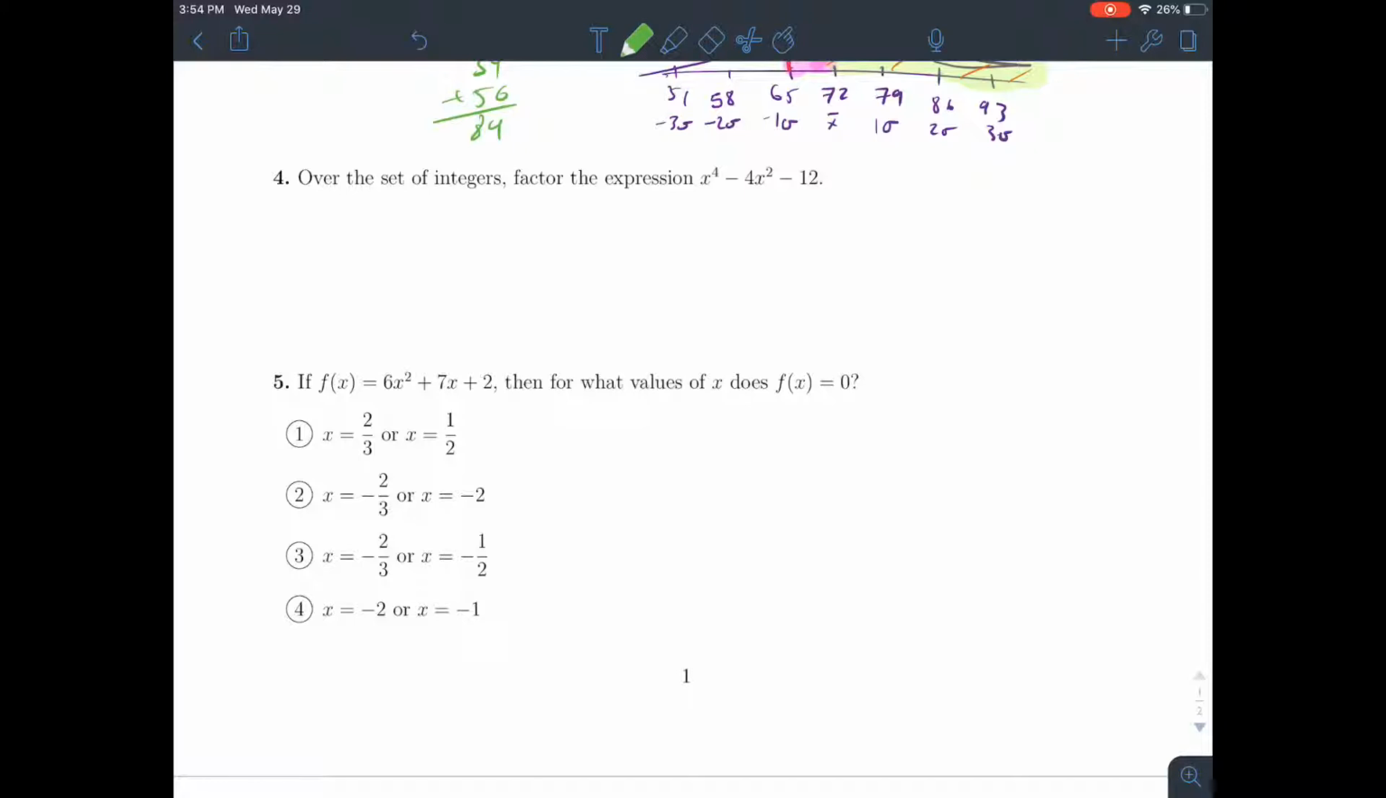Okay, over the set of integers, that's a confusing sounding phrase. Let's talk about that in a second.